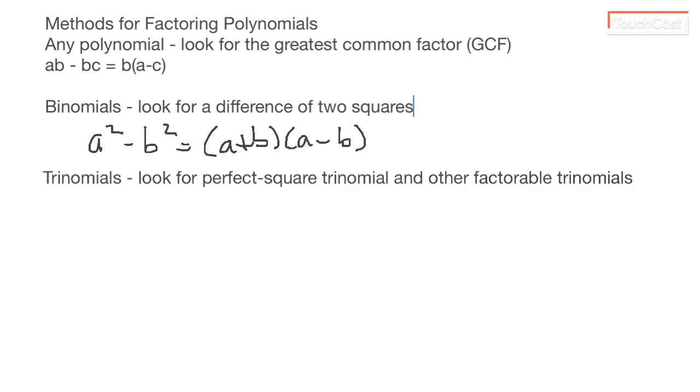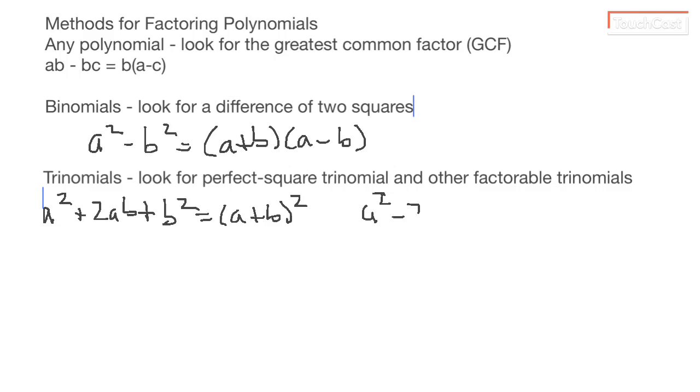So, for example, I'm going to give you 4 things to write here. If we have something that looks like we can write it in the pattern a squared plus 2 times a times b plus b squared, it factors to a plus b quantity squared. If we have something that looks like a squared minus 2 times a times b plus b squared, that factors to the quantity a minus b squared.